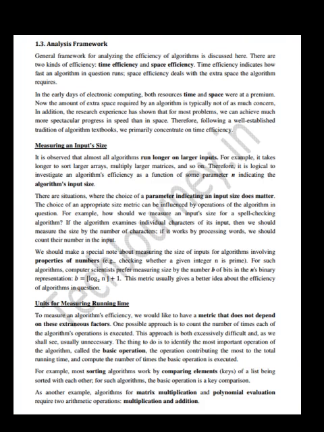The choice of an appropriate size metric can be influenced by operations of the algorithm in question. For example, how should we measure an input size for a spell checking algorithm? If the algorithm examines individual characters of its input, then we should measure the size by the number of characters. If it works by processing words, we should count their number in the input.